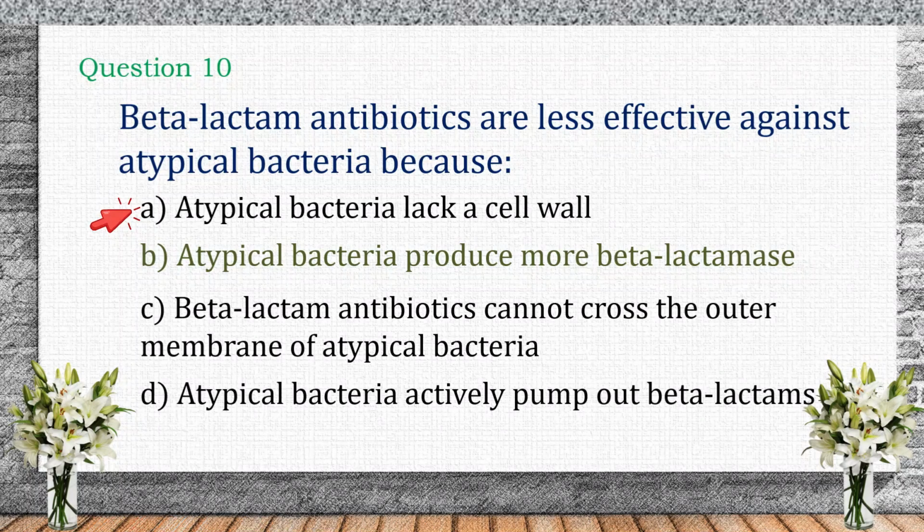Beta-lactam antibiotics cannot cross the outer membrane. This applies to gram-negative bacteria, not atypical bacteria. Atypical bacteria actively pump out beta-lactams. Efflux pumps are a resistance mechanism, but not the main reason for beta-lactam ineffectiveness against atypical bacteria.